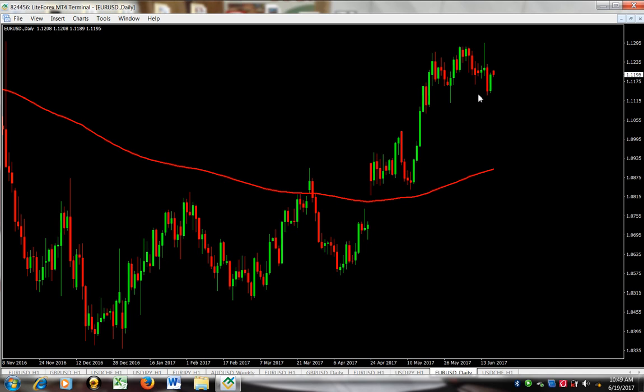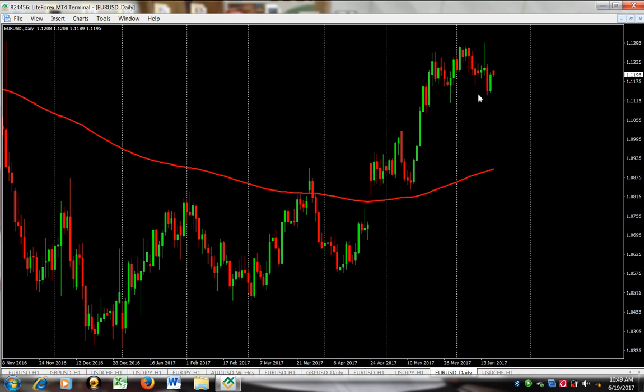Now let me press Ctrl Y to bring the period separator. So from here to here is 1 month, from here to here is 1 month, from here to here is 1 month. Which means this is the month of June, this is May, and this is April. So we have been bullish since April 2017.